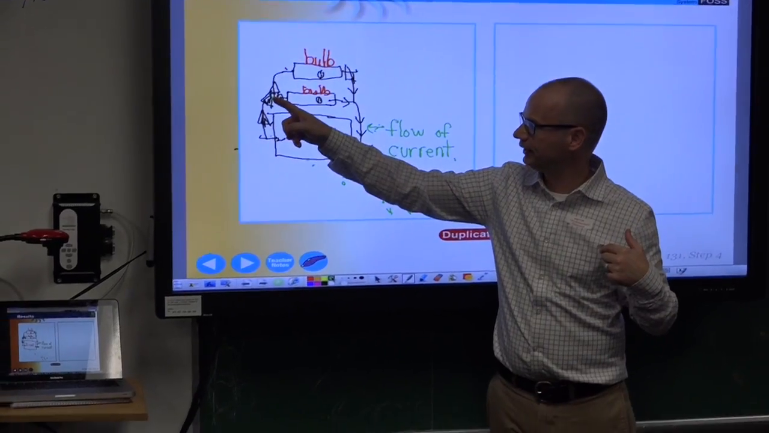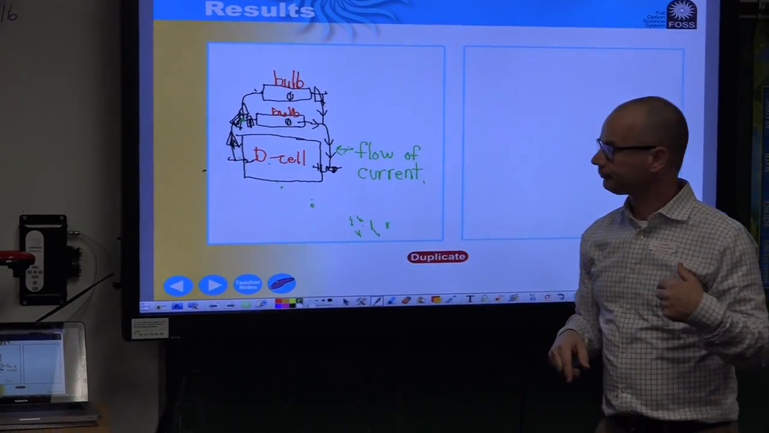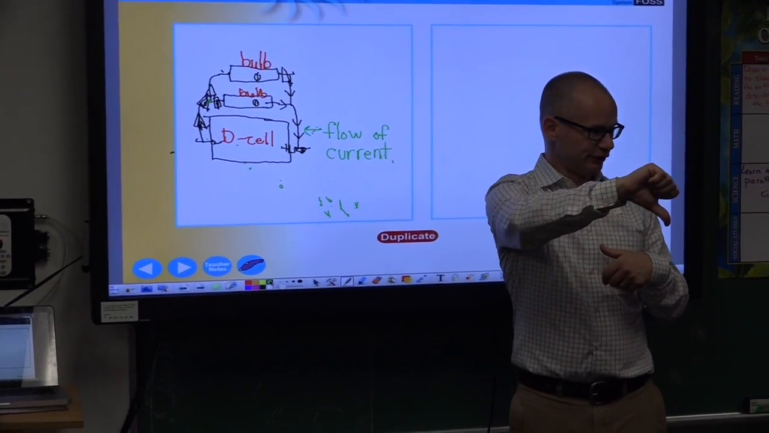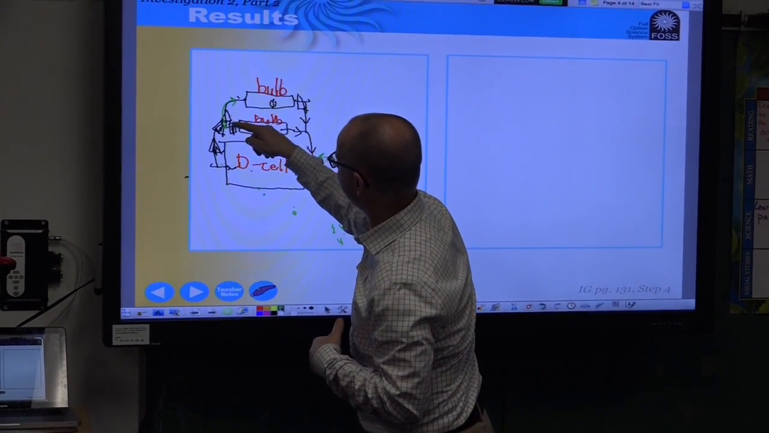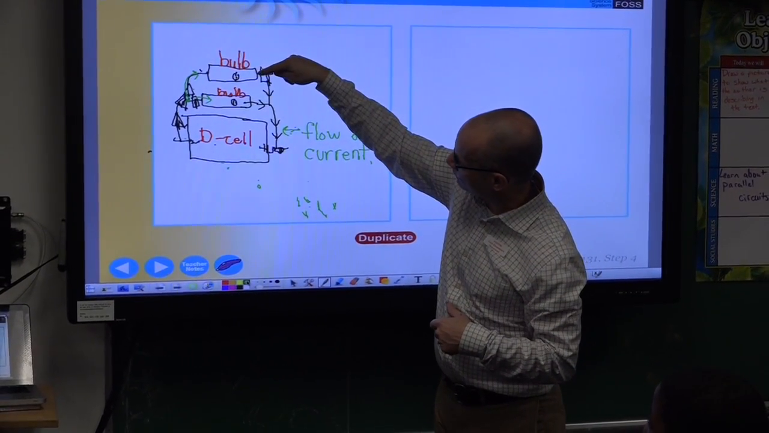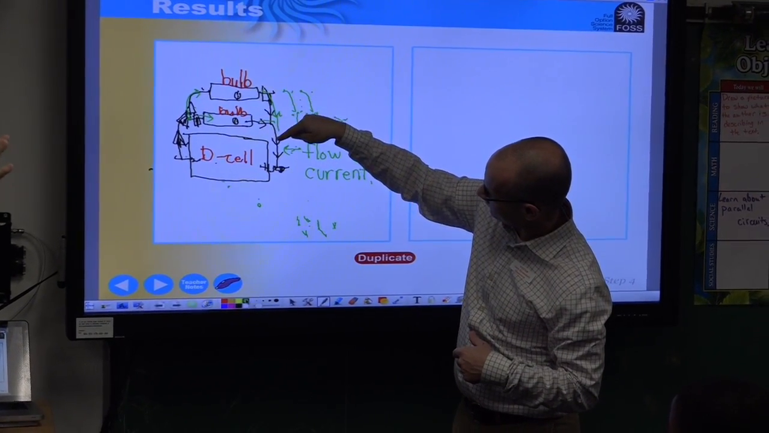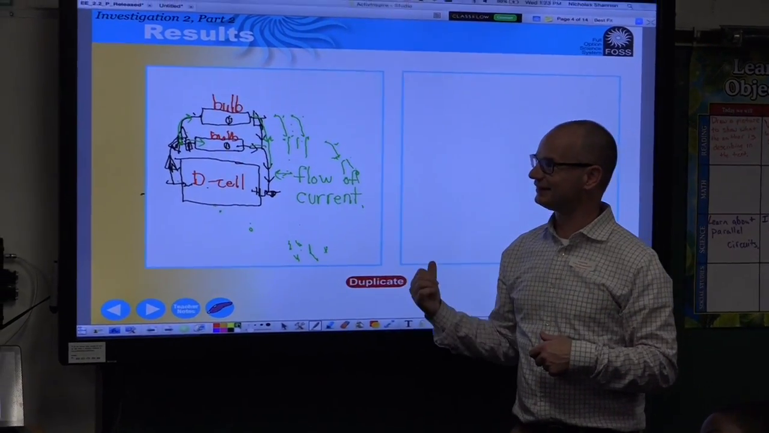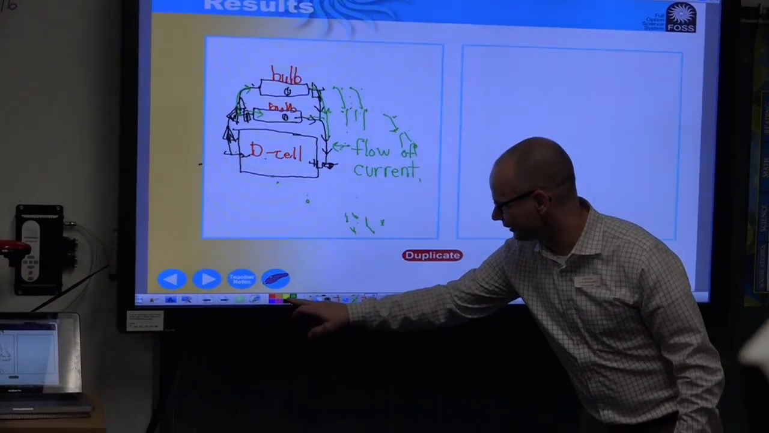Good. What happens when we get here? What happens to that current? It goes to the side. Half of it goes that way and half of it goes this way. Agree or disagree with that? Agreed. So half of it goes this way, half of it goes this way. And then what happens when it comes back down here? They both come down and then they're together. Okay? It takes some getting used to. Yes, it does. I really struggle.